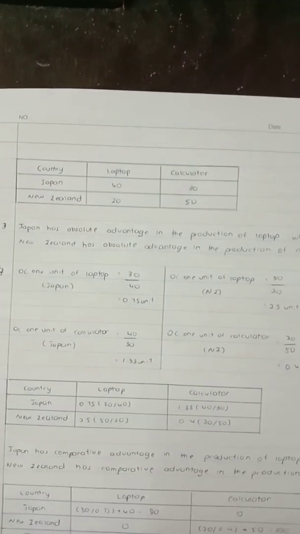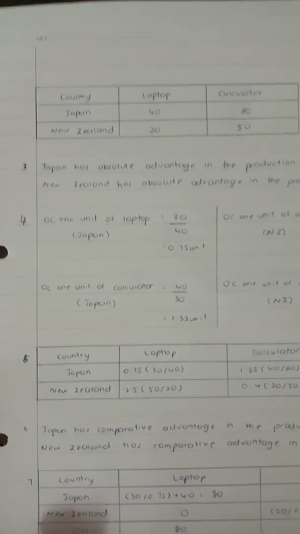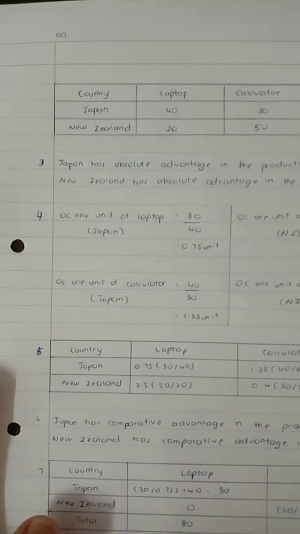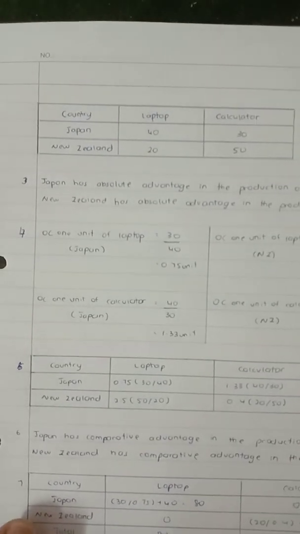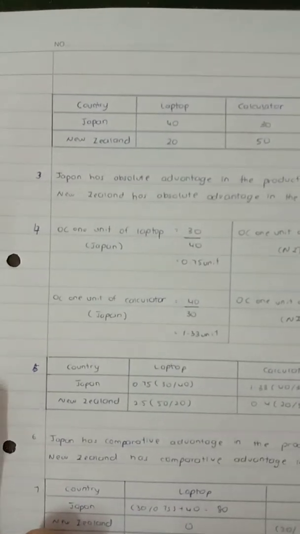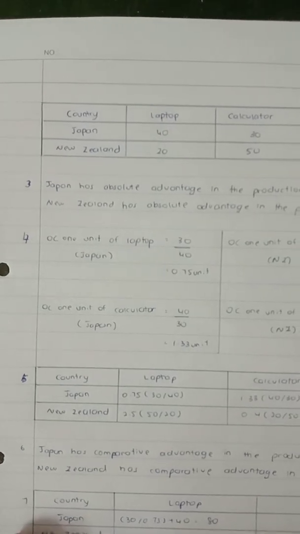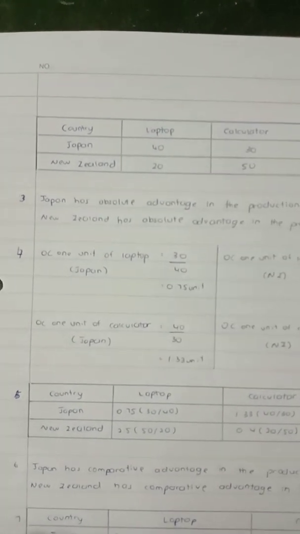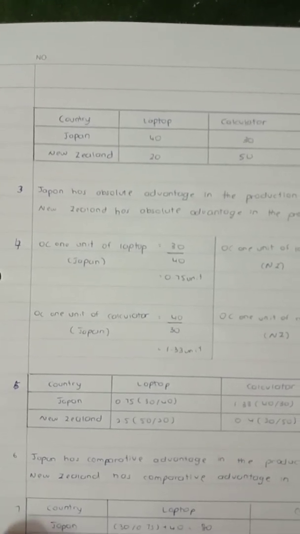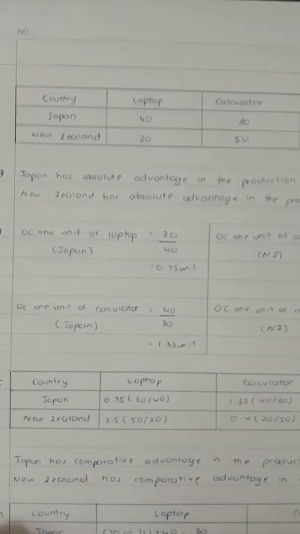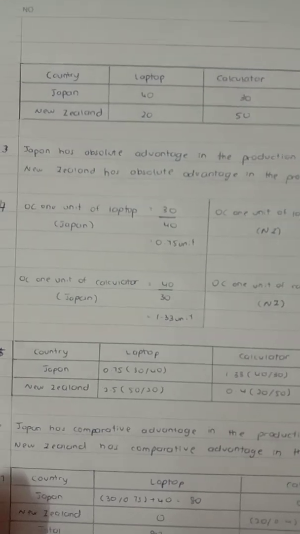So the fourth question, calculate the opportunity cost. So how to calculate the opportunity cost? For opportunity cost, we must calculate for two products in each country. First, we calculate the opportunity cost of 1 unit of laptop in Japan. We must take the production of calculator divided by production of laptop. So we get 0.75 unit for one laptop.